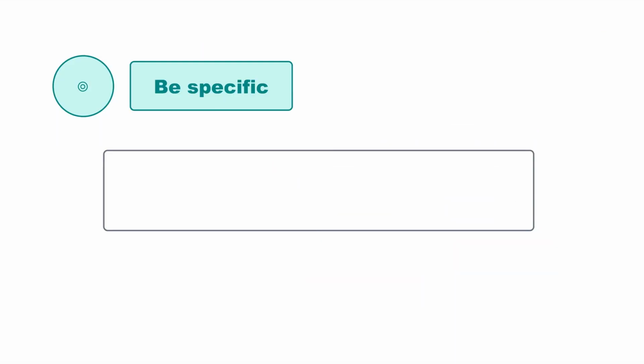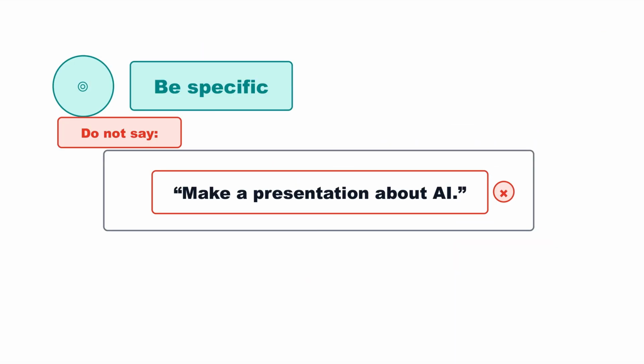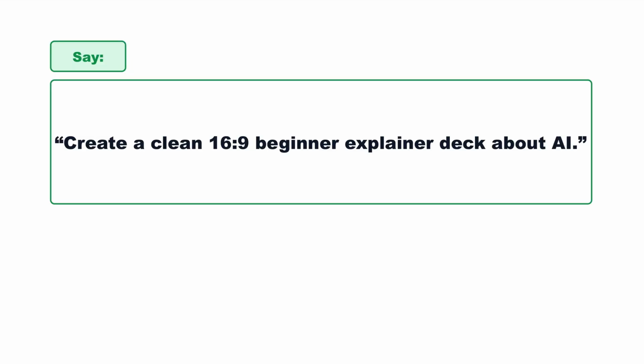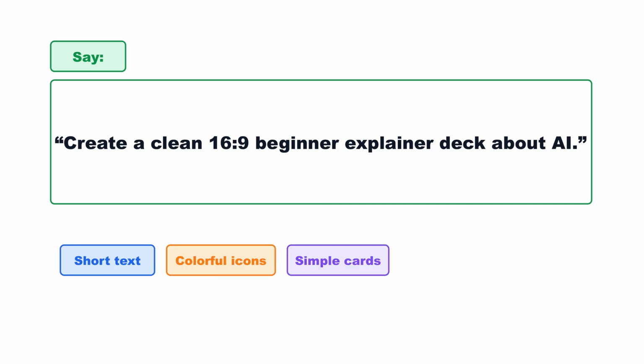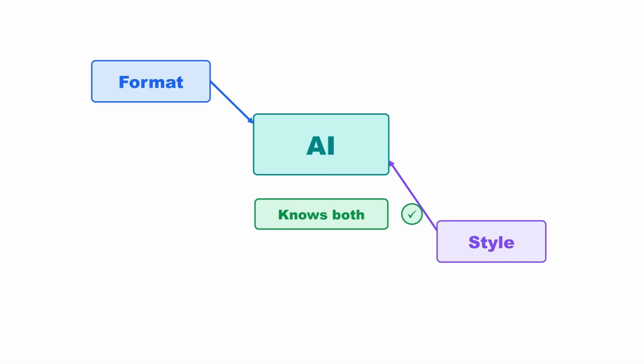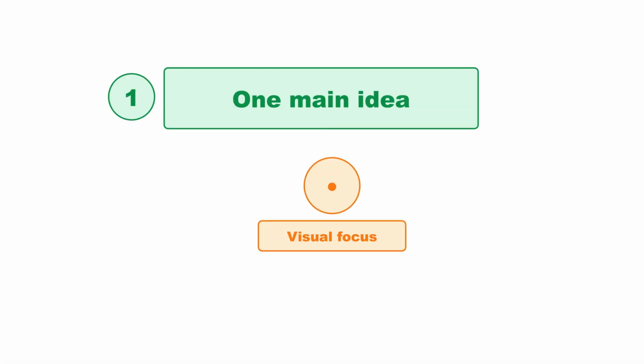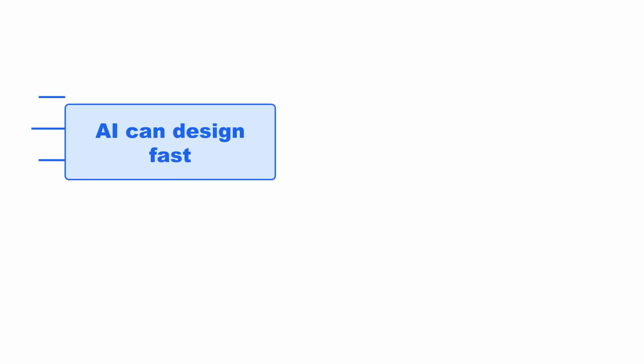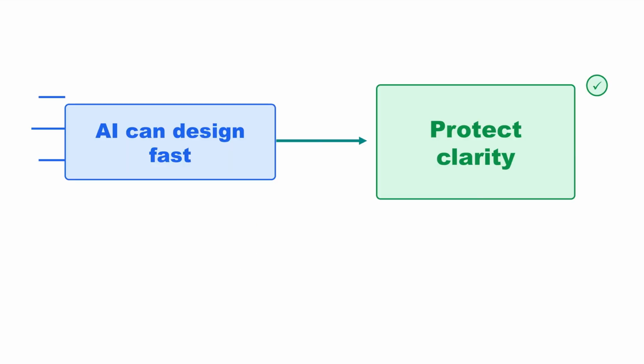So be specific. Do not say, make a presentation about AI. Say, create a clean 16:9 beginner explainer deck about AI. Use short text, colorful icons, simple cards, clear arrows, and progressive reveal slides. Now the AI knows the format and style. The best slides usually have one main idea, one visual focus, and only enough text to guide the eye. AI can design fast, but you must protect clarity.